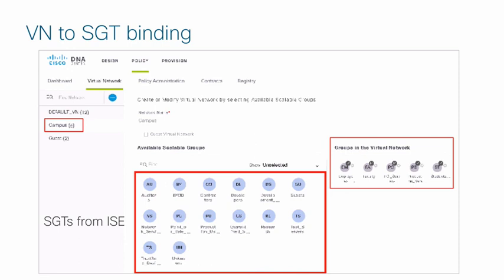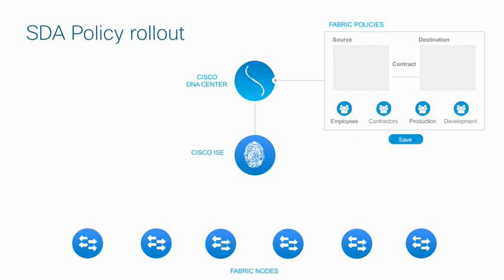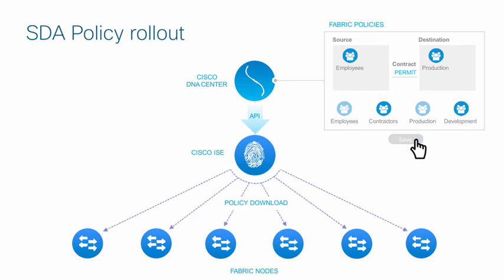You can see the security group or scalable group tags from ICE available. So if we want to go ahead and set up our policies, we can build our fabric policies and then save that. And what it does is DNA Center, over APIs, will then inform ICE to say, hey, here's my new policy, I need you to roll that out to the infrastructure.